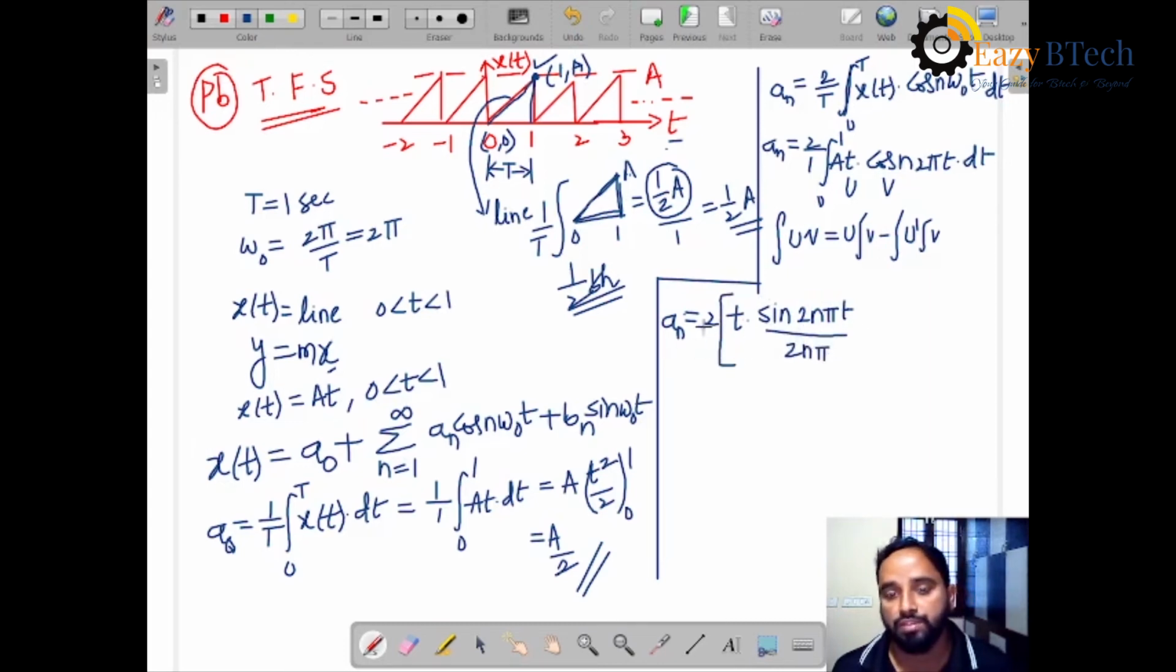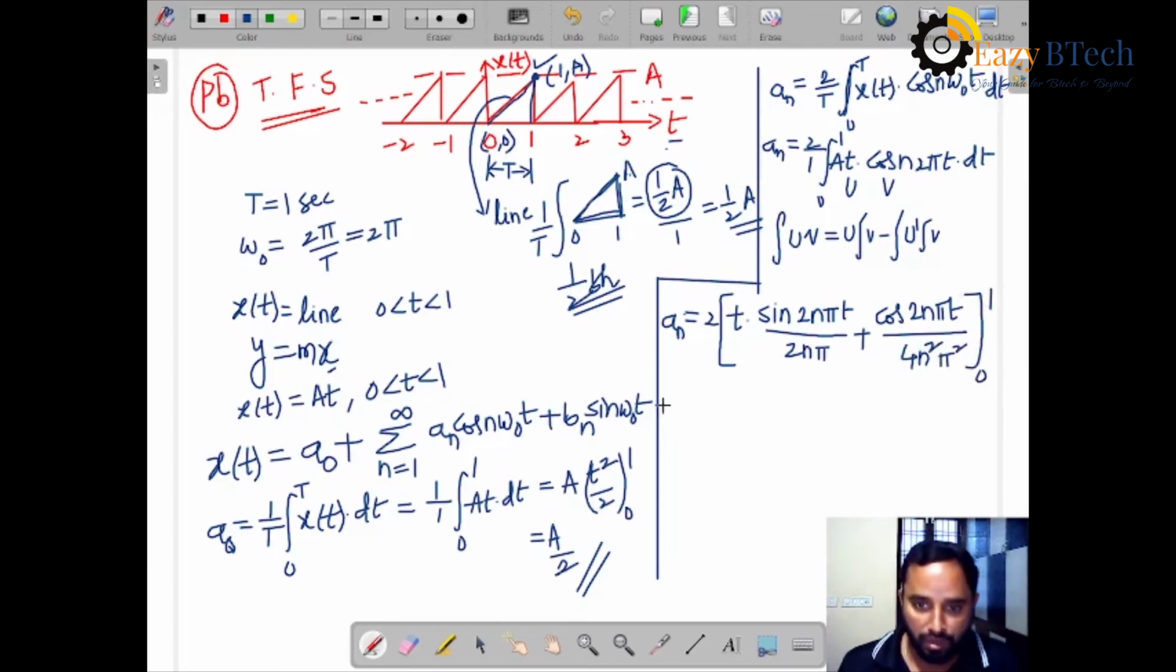So the 2 we can write outside, minus u dash, the differentiation of t, which is 1, times the integral of v. Cos integration is sine, and again sine integration is minus cos. So finally we get here plus cos 2n pi t divided by 4n square pi square, and the limits are from 0 to 1. Now for substitution of limits, we get the a_n value.